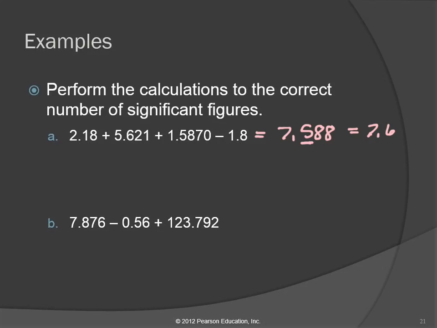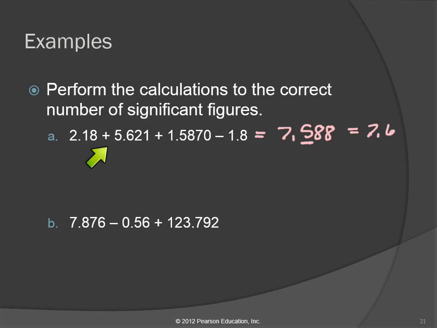Any questions? Yes? This is adding and subtracting, and so instead of looking at the number of sig figs, we're looking at the number of decimal places. So this has 2 decimal places, this has 3 decimal places, this has 4, and this one only has 1. Another way to look at it is to look at the uncertainty.